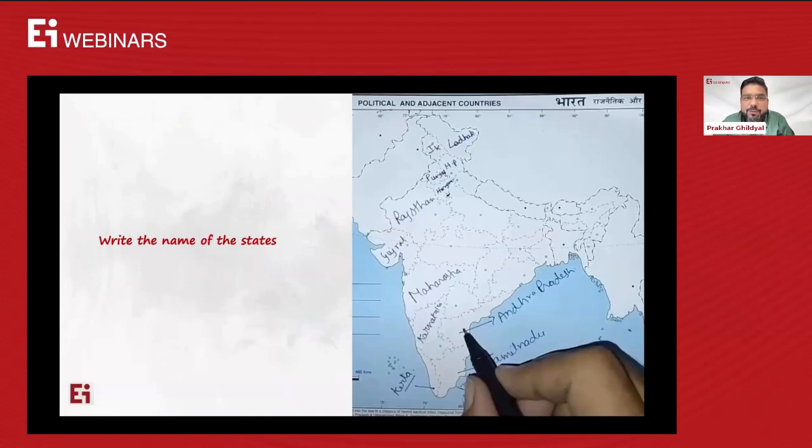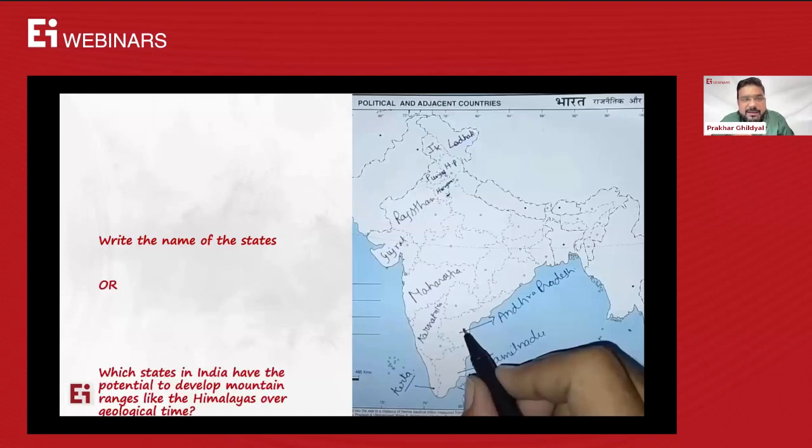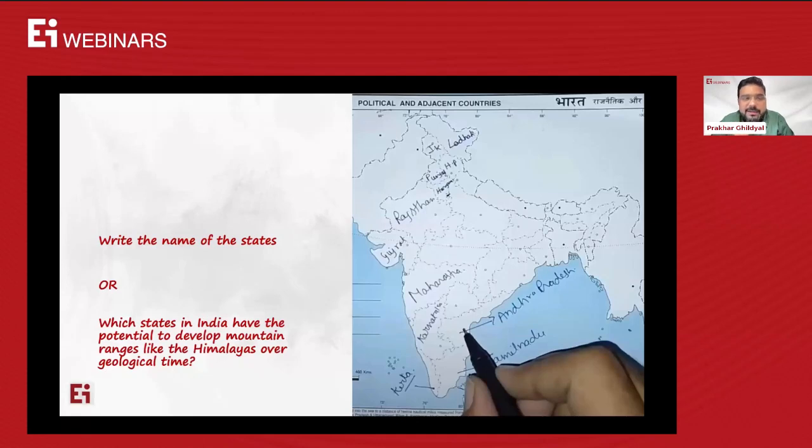We'll get into the idea of what is conceptual, procedural, and skill as part of the conversation. It's not about what is good or bad. As long as we are not limiting ourselves to only one thing and not leaning towards rote learning, I think competencies are very powerful. Along with this, it is also important to ensure that our children understand. If I go to somebody and say, which states in India have the potential to develop mountain ranges like the Himalayas over geological time? If they're able to understand, they'll at least be able to think and question.